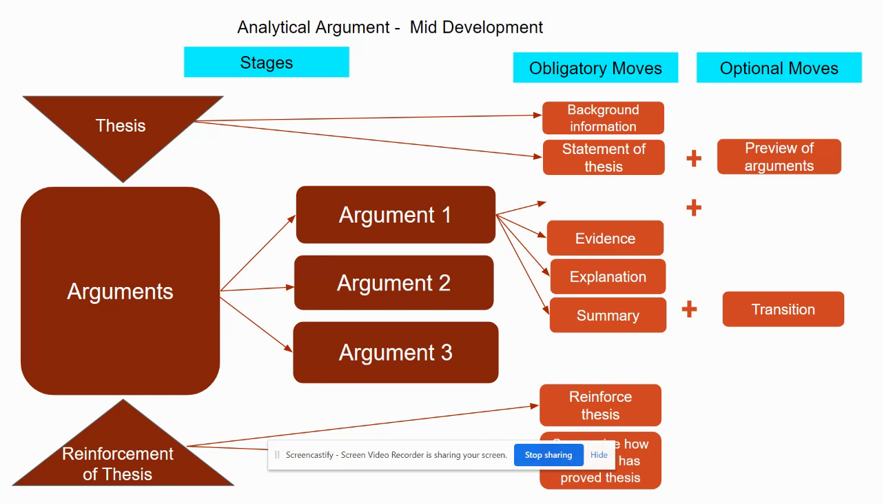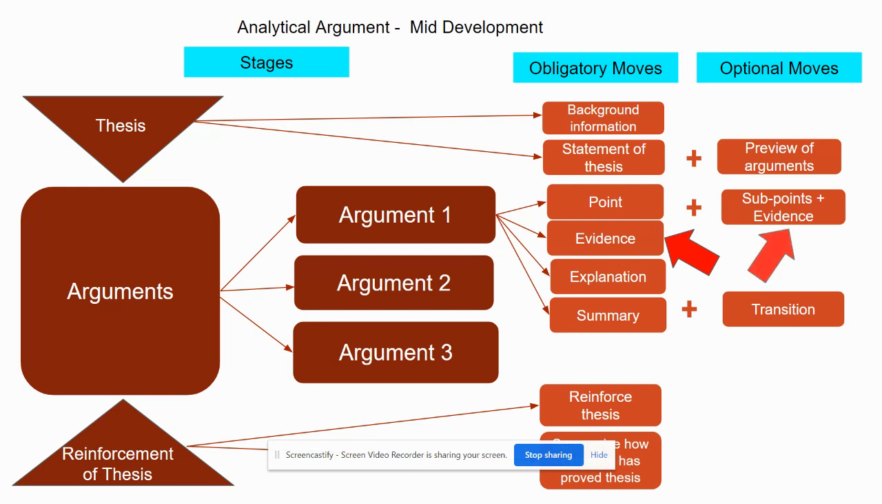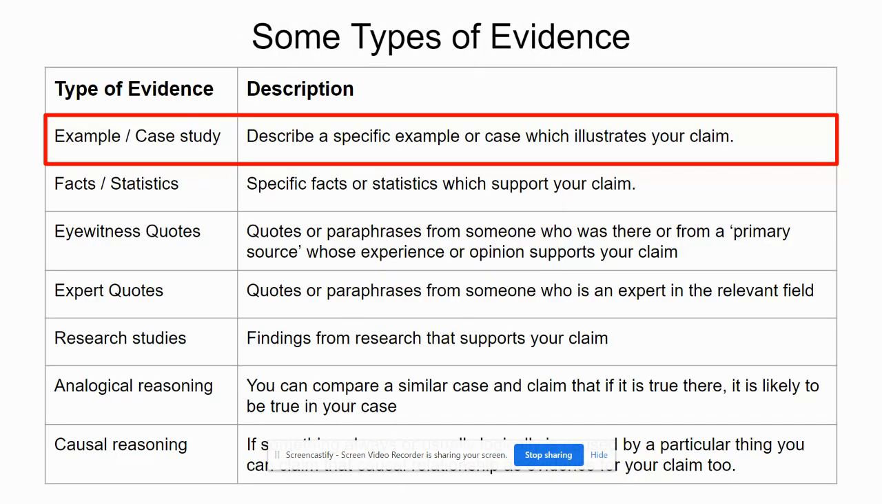For each of those arguments, we'll make at least one claim or point. And sometimes we will break that point down into subpoints or smaller claims that we need to prove in order to prove the point. And all of those require evidence. Every time we make a claim, we need some evidence. So let's take a look at some different types of evidence that we might be able to use. This is not an exhaustive list, but it's a good starting place.